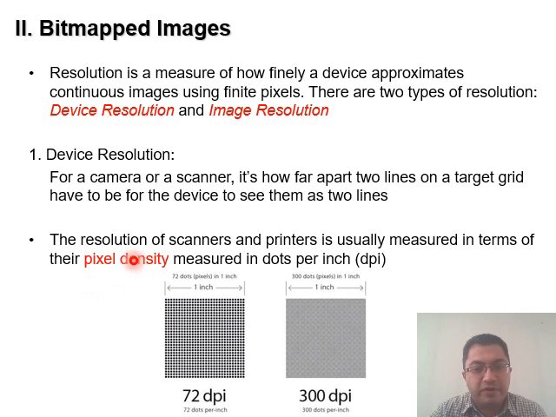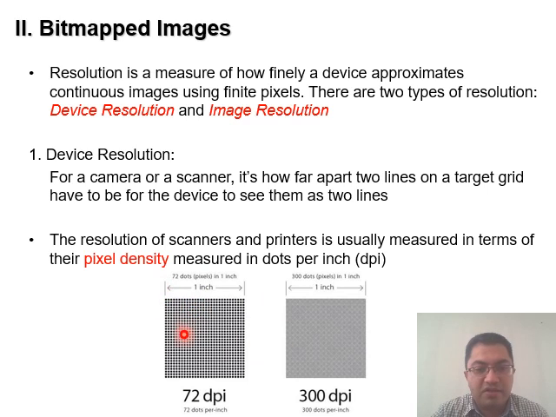Okay, so for example, the resolution of scanners and printers is usually measured in terms of what's called their pixel density, which measures how many dots we will have per inch. They sometimes call it DPI. So when you go and buy a printer or a scanner, you will find a number that tells you the resolution, which is, in the case of a printer, how many dots this printer can print per inch. And for the scanner, how many dots the scanner can actually scan per inch and store. So this is called the pixel density.